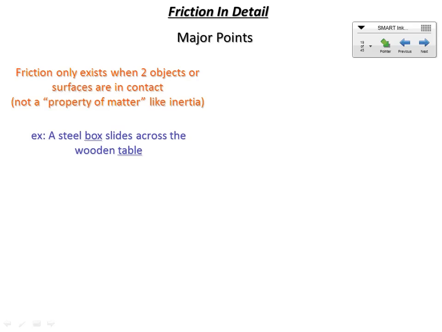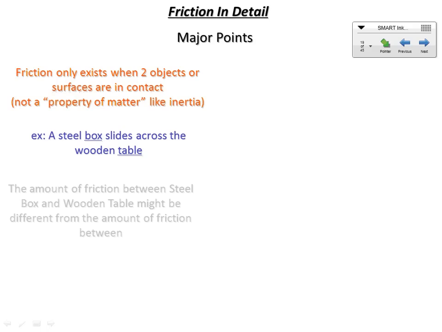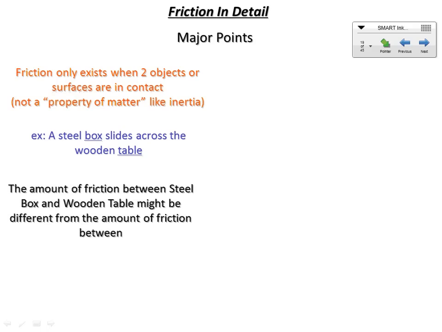For example, a box and a table. A box slides across the table. There's friction there. Now, the amount of friction between the steel box and the wooden table might be different from the amount of friction between, well, maybe a wooden box on a wooden table.